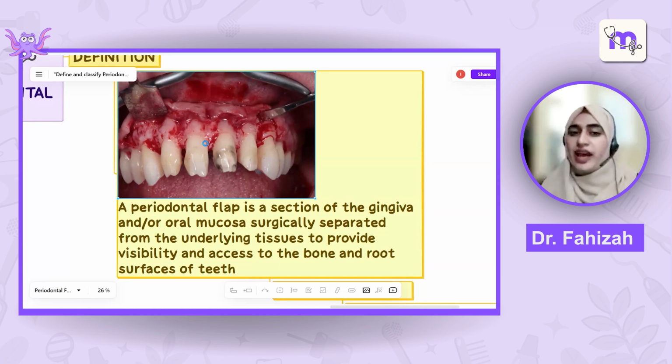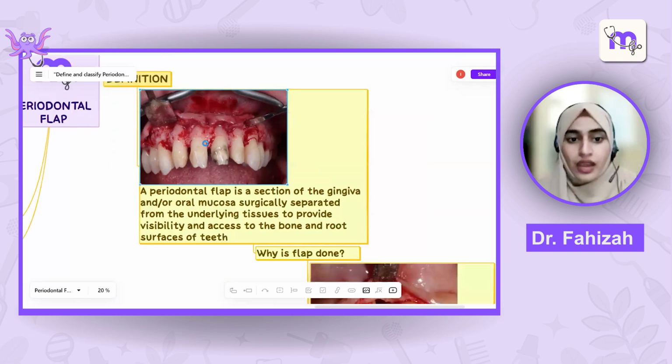Undisplaced flap, displaced flap, papilla preservation flap, modified Widman flap. All that we'll be discussing in further discussions. But what is a flap? It's a section of the gingiva or the oral mucosa which is surgically separated from the underlying bone to provide visibility or access to two things, that is the bone and the root surfaces of the teeth.